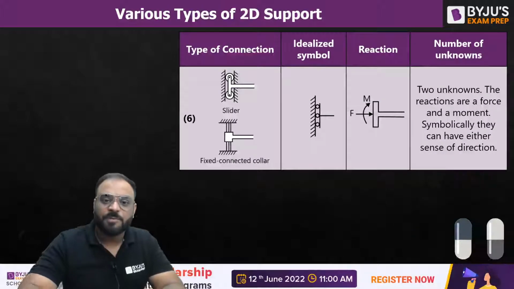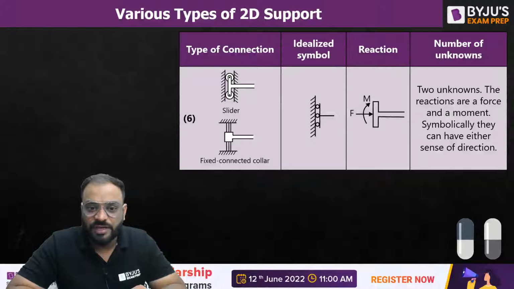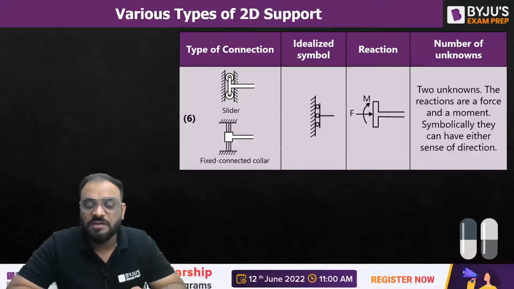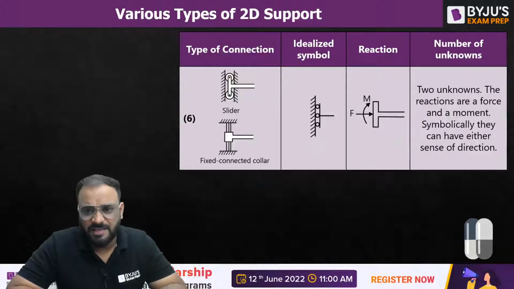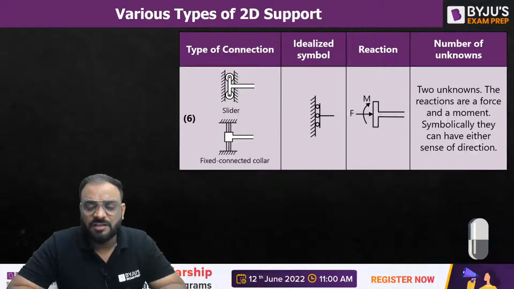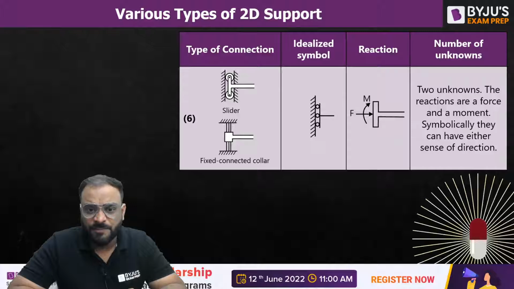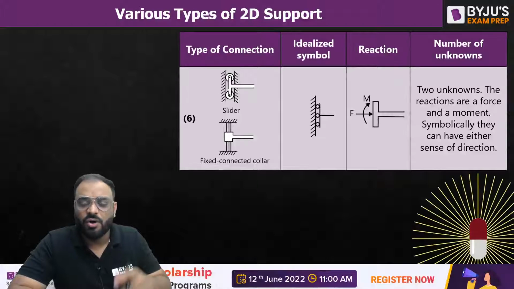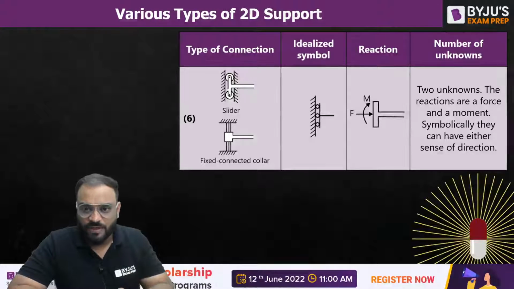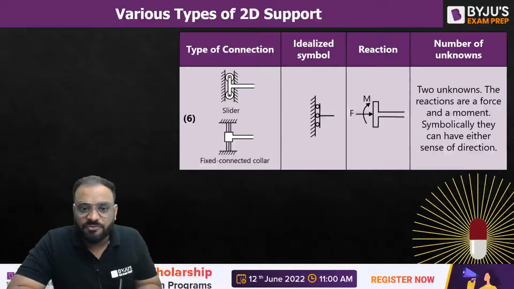Now the next type of support which we have is known as fixed collar support and a slider, or you can say the guided roller support also. So let me explain the guided roller as well as the fixed collar support. First we will try to understand the fixed collar one, then we'll come back to the slider or the guided roller. Okay, now you can see here guys, this is a fixed collar support.